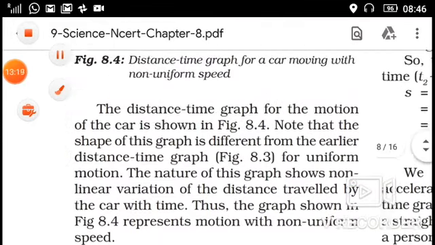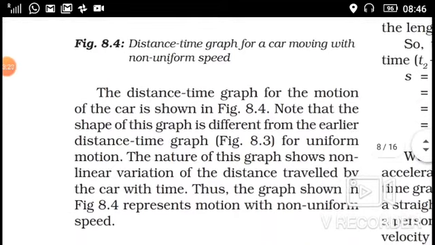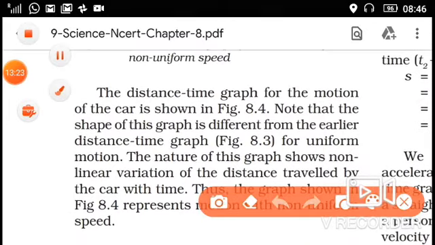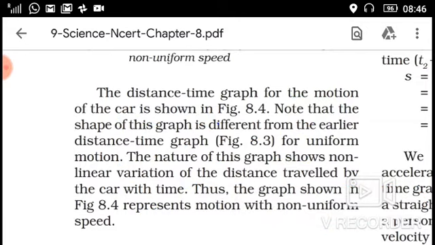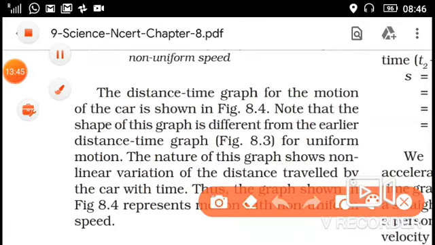The distance time graph for the motion of the car is shown here. Note that the shape of the graph is different from the earlier distance graph for uniform motion. The nature of this graph shows non-linear variation of the distance traveled by the car. Thus the graph represents non-uniform speed. Means today in this video we discuss 3 graphs.